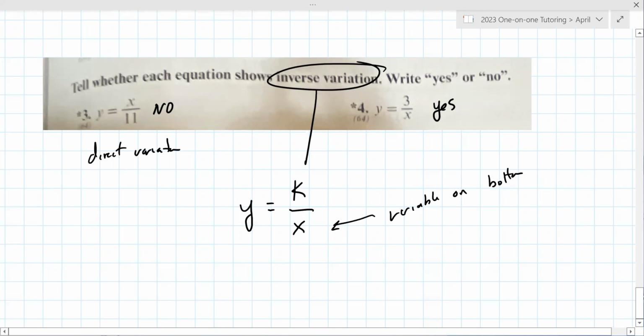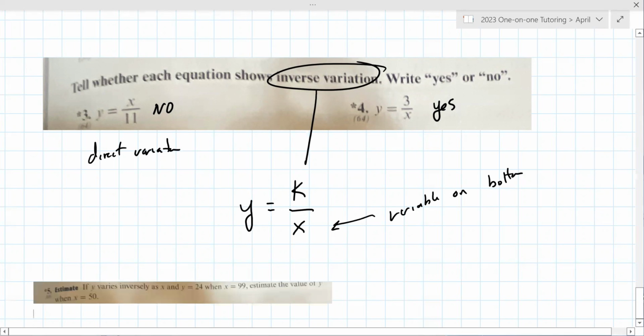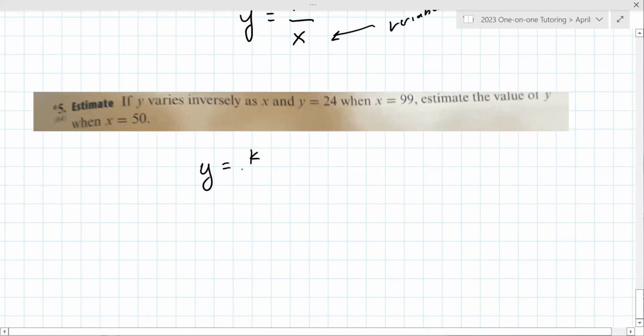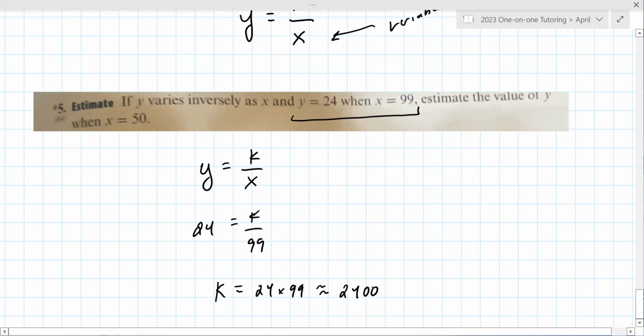Number 5. When it says estimate, does that mean you truly can estimate, or do you have to actually get the answer perfect? It means estimate. So y varies inversely as x, and they give you x and y. They say y is 24 when x is 99. The reason they want you to estimate is they probably want you to say this number on the bottom is really 100, because k would be 24 times 99, which is about 2400. Once you find k, you rewrite the equation. Then you're either given y to find x or x to find y. In this case, they give you x.